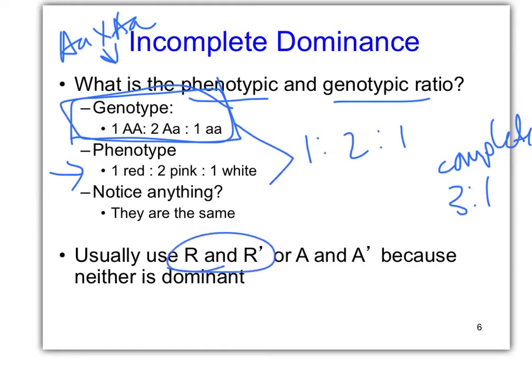And just as an aside, we can also denote them using R prime, anything that's not big A, little a, to help us understand that there is no real complete dominance. One does not completely mask the other.